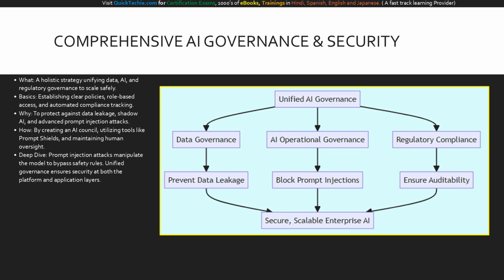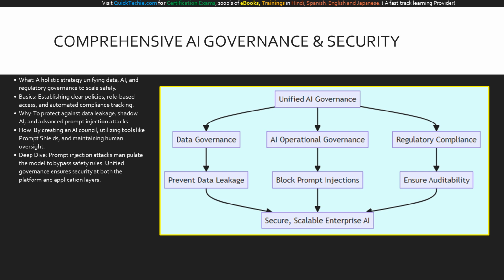To conclude our training, we must bring all these concepts together under the umbrella of comprehensive AI governance and security. What is AI governance? It is a holistic, unified model that aligns your data practices, AI deployment, and regulatory compliance into one cohesive strategy. The basics require establishing clear usage policies, strict role-based access controls, and automated dashboards to track compliance. Why is this imperative? Because alongside fabrications, reliability, and bias, you face severe security threats like data leakage, shadow AI, and malicious prompt injection attacks where bad actors trick the AI into bypassing its own safety protocols.